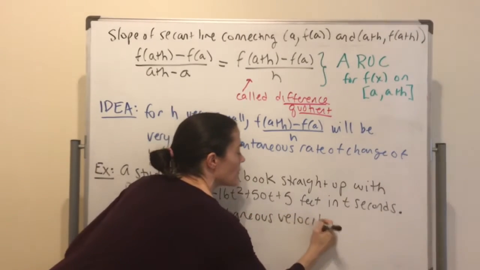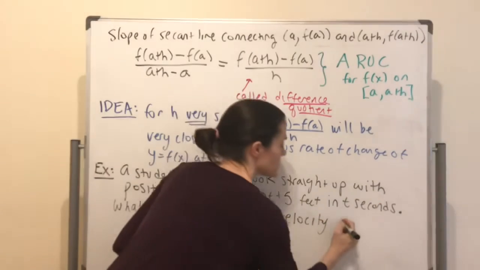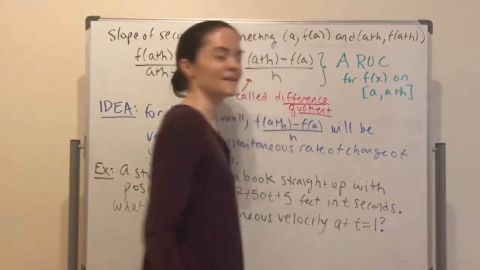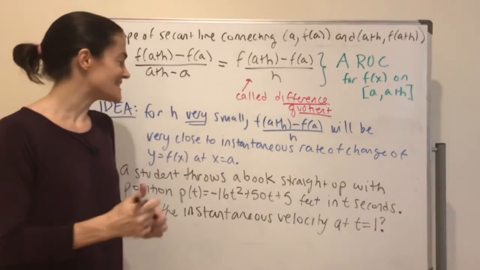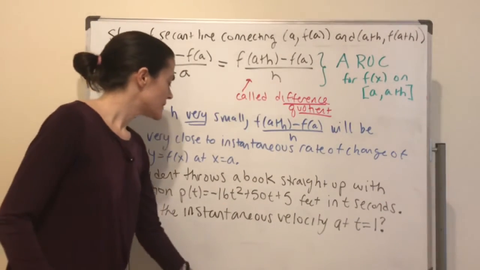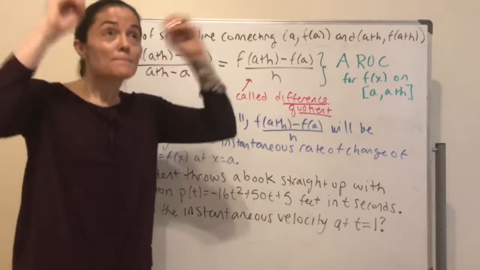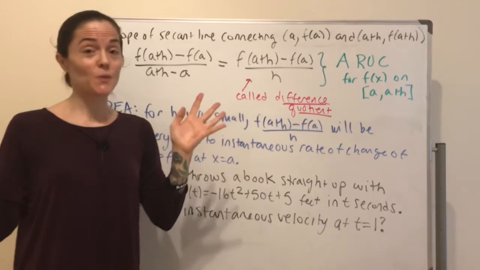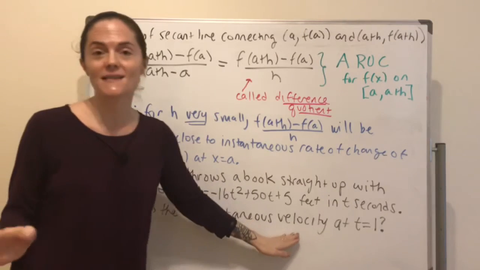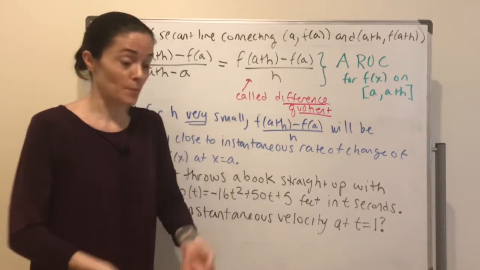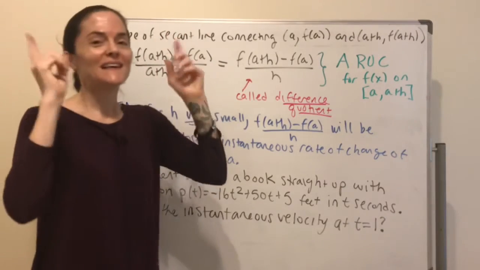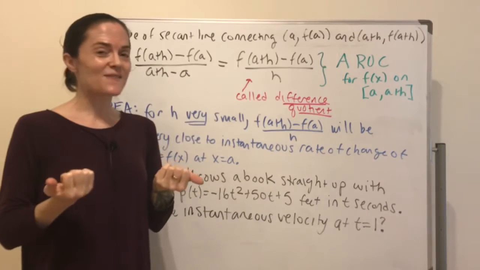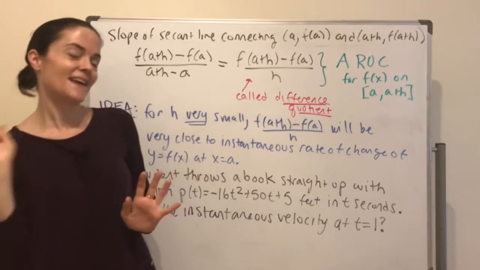The question: what is the instantaneous velocity at t equals 1? Okay, this is a very nice question. It says, in that moment, t equals 1, what is the instantaneous rate of change? And the word velocity is important because if the book is traveling up, the velocity will be positive. If the book is coming back down, the velocity will be negative.